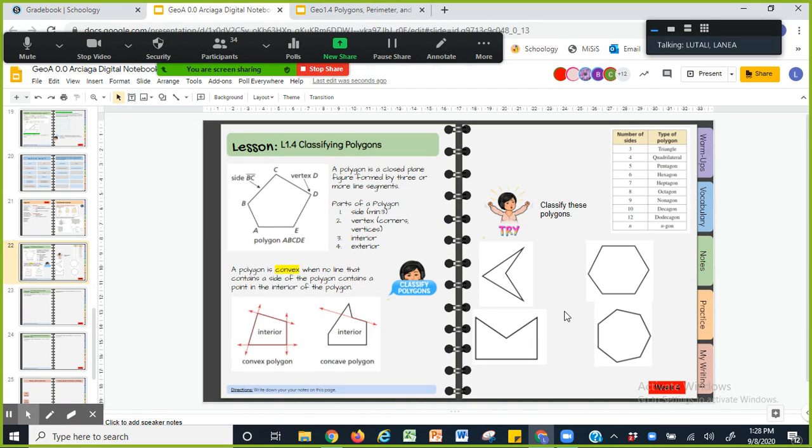For the first one, the answer is... Okay, so Linnea said it's concave. And how many sides does it have, honey? 4. So it's a quadrilateral, right? Quadrilateral. Okay, thank you, Linnea. Next, please.